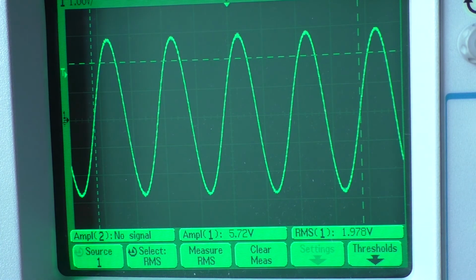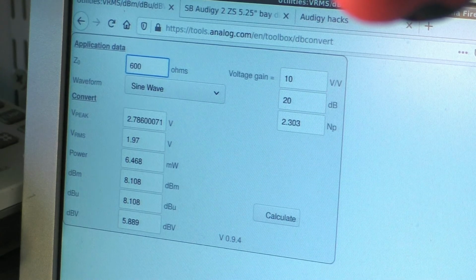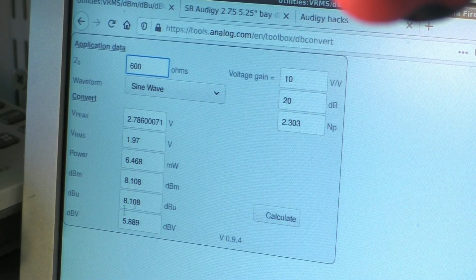1.97 volts RMS. So as you can see, this thing can output about 8.1 dBu, which for a 600 ohm load is the same in dBm. So that's the maximum output power of that driver. That's per one channel, 6 milliwatts.